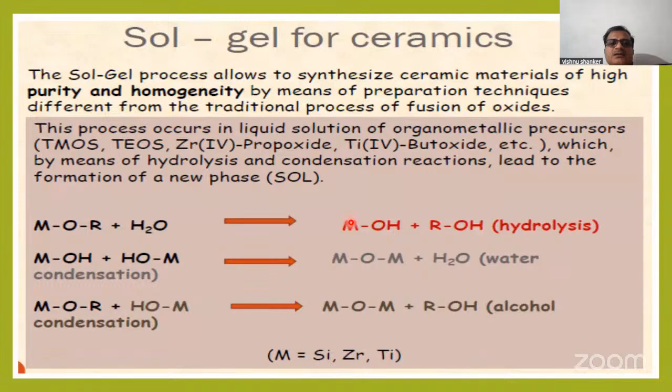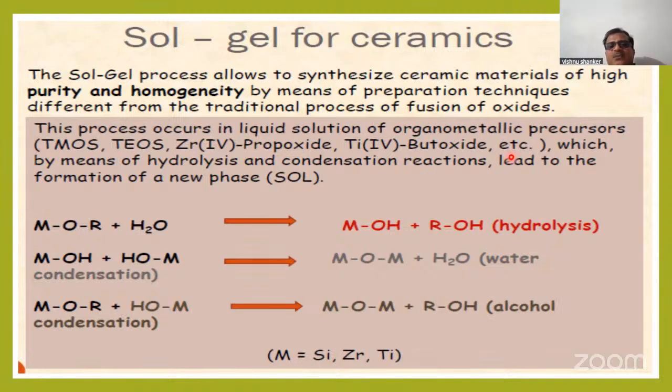Another method is the sol gel process. The sol gel process is basically a hydrolysis and condensation process. In this methodology you choose the metal precursor itself in such a way that it gets hydrolyzed, and then undergoes condensation and forms a three-dimensional network. For example, you can choose titanium isopropoxide, tantalum isopropoxide, and so on.